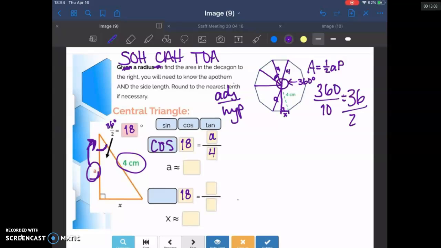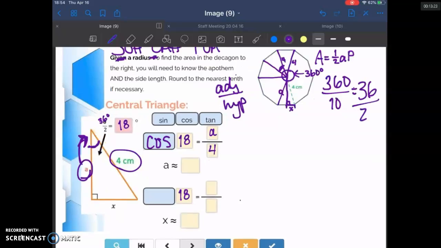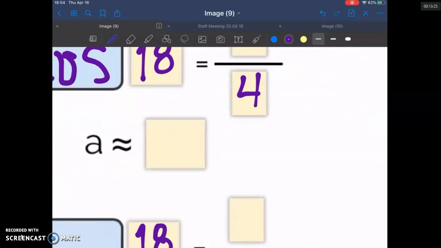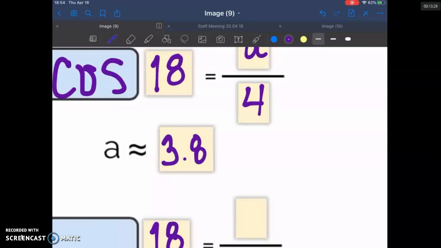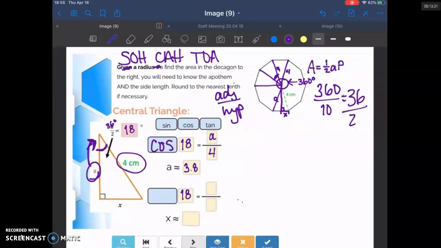The cosine of 18 equals the apothem divided by 4. So we go to our calculator, make sure it's set for degrees, find the cosine of 18, and multiply that times 4, and that should give us our apothem. This says round to the nearest tenth, so when I went to my calculator, I got 3.8.